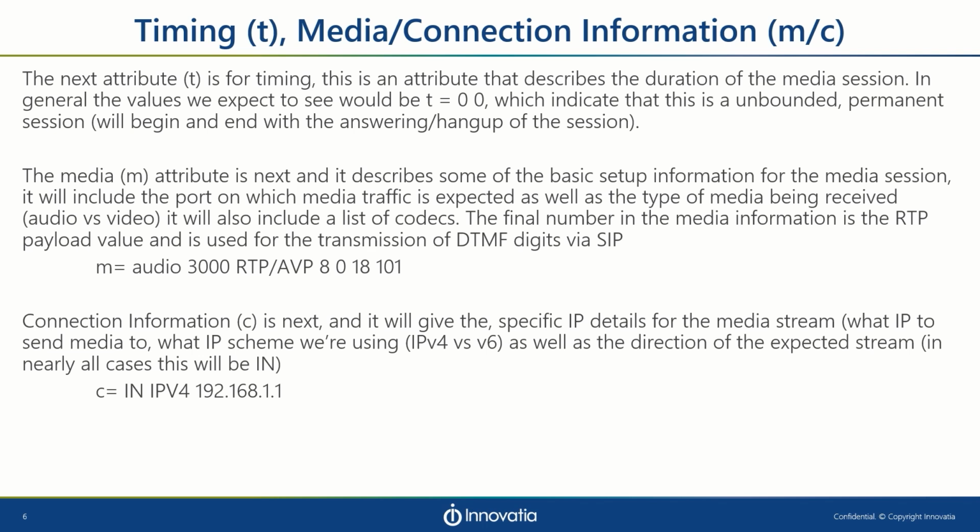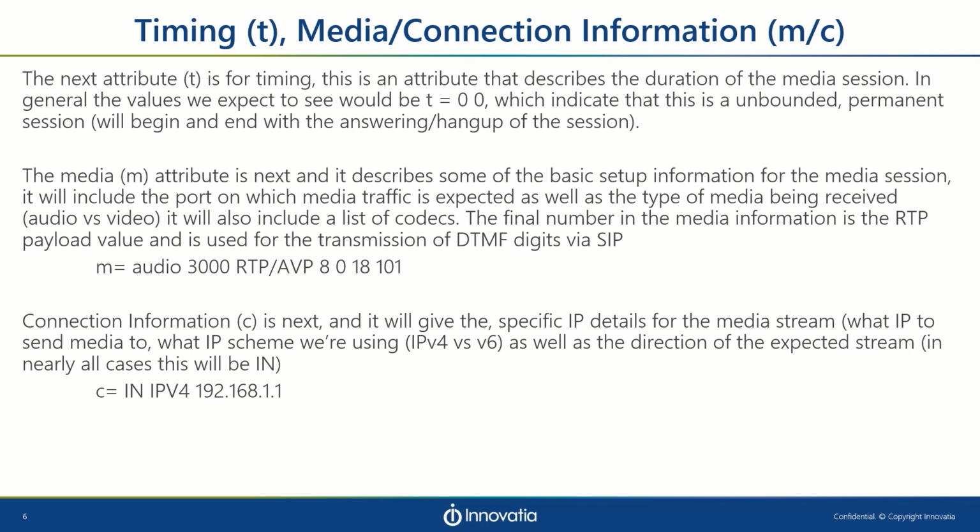The last header that we're going to look at here is what's called the connection information attribute or header. The connection information is going to give us the sender, the generator, the creator of this particular SDP message body. It's going to define their IP address that they want any media traffic sent to.